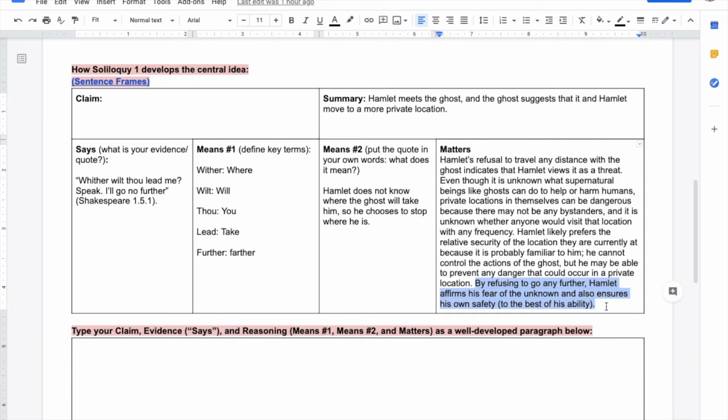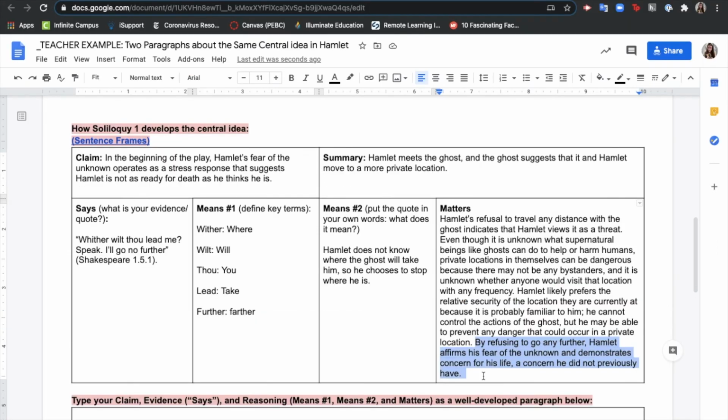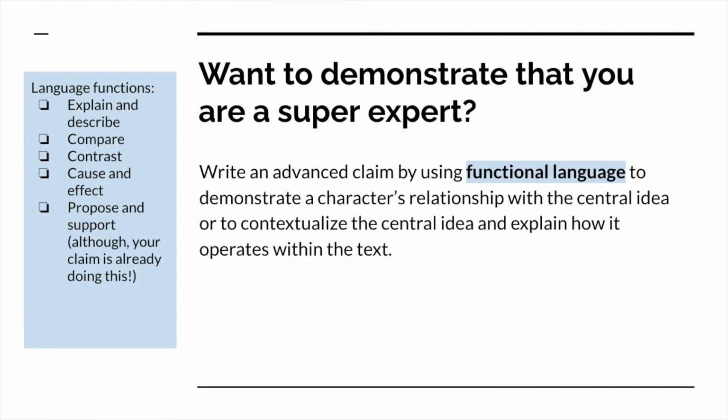So, this is what I'll say instead. By refusing to go any further, Hamlet affirms his fear of the unknown and demonstrates concern for his life, a concern he did not previously have. Sweet, there it is. Now I have a claim that has a topic, a unique position, and helps my reader understand where in the text this perspective occurs. I've also made sure that there is a strong connection between my claim and my reasoning, so I know I have crafted a pretty tight direct argument.